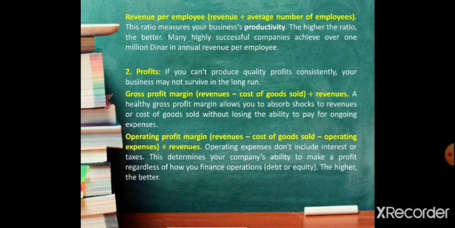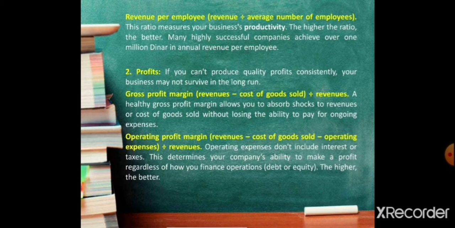Revenue per employee. Revenue per employee is calculated according to the formula revenue divided by average number of employees. This ratio measures business productivity. The higher the ratio, the better the business condition. Many highly successful companies achieve over 1 million dollars in annual revenue per employee.